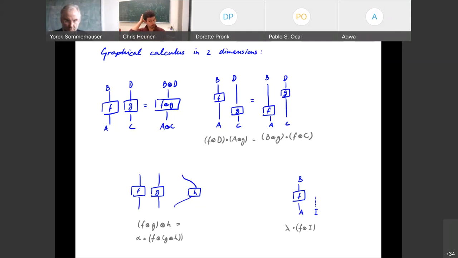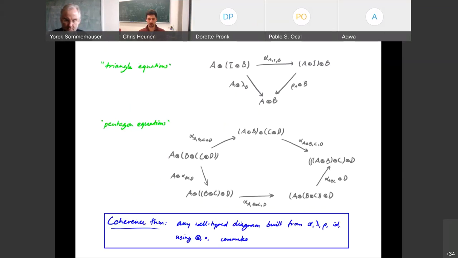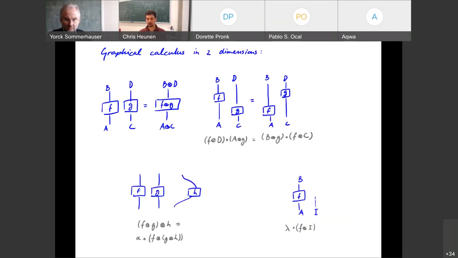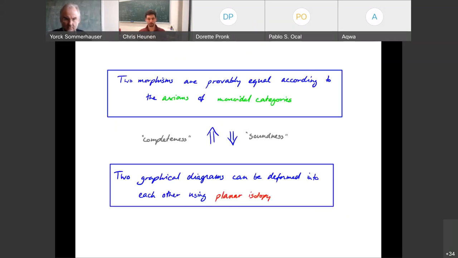The picture on the right says something about the unitors. If I have a morphism F from A to B, and on the A object I tack on an empty system I to the right, I'm going to draw this I very specially. I'm not going to draw it at all, or sometimes as a dotted or a dashed line, just to make sure it's there, but we don't really see it. Because if you think about things like this triangle equation and compose that with an F, that really means that this I sort of melts away again.